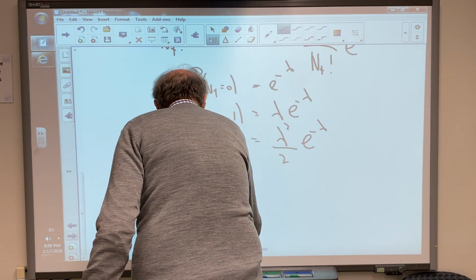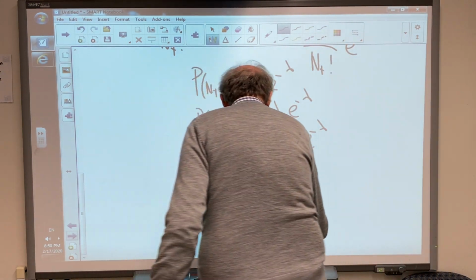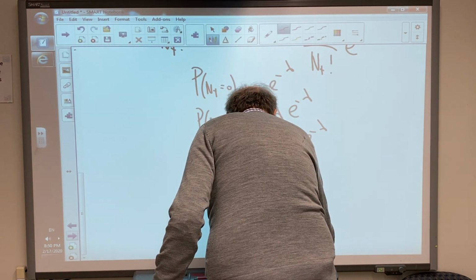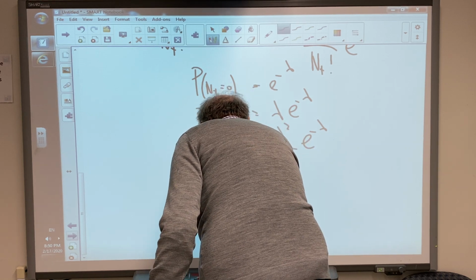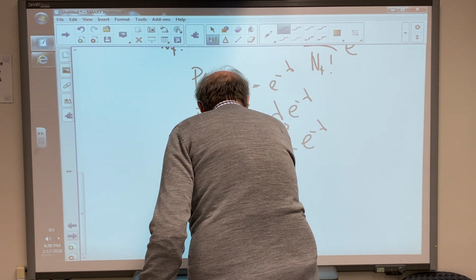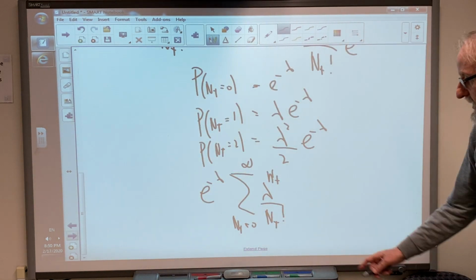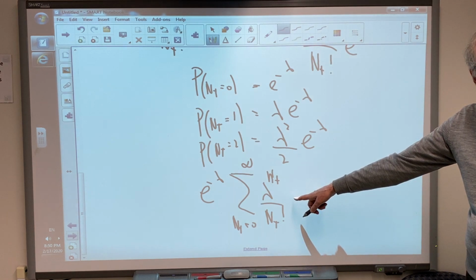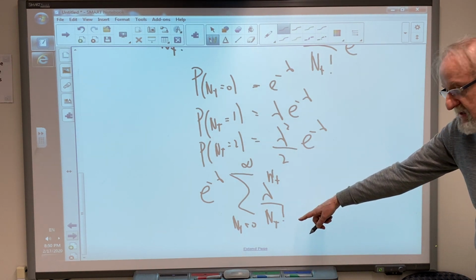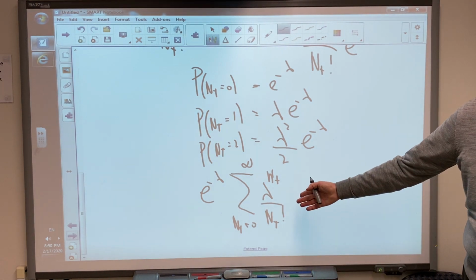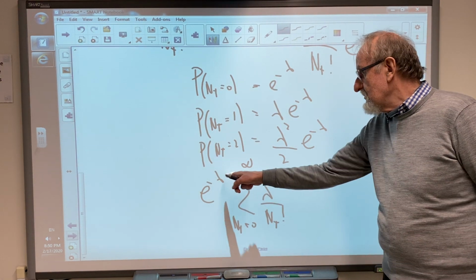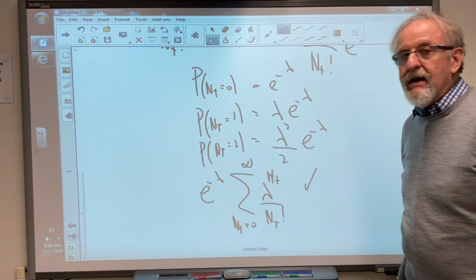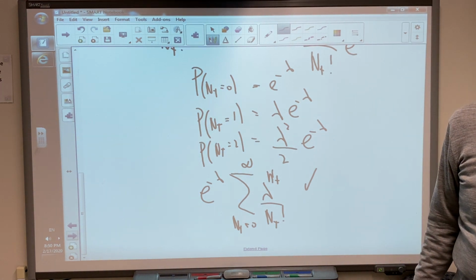And so if I sum e to the minus lambda times lambda to the power n plus over n plus factorial, and I sum when n plus goes from 0 to infinity, what do I get? This is the expansion of e to the lambda, right? Lambda to the something over something factorial, sum over something, is the expansion of e to the lambda. So this is e to the lambda, times e to the minus lambda gives me 1. So this is indeed a correctly defined distribution.